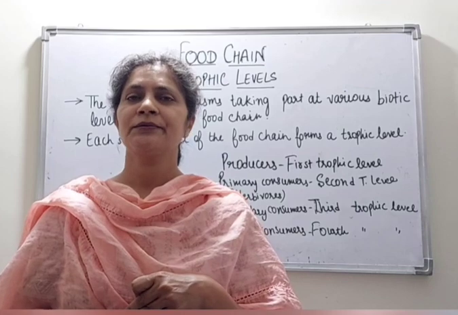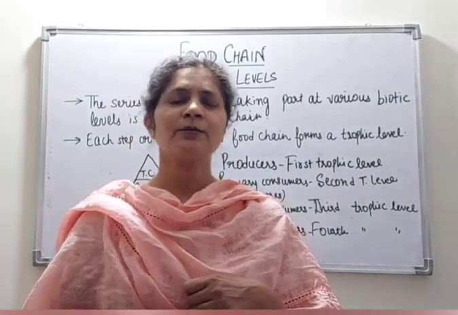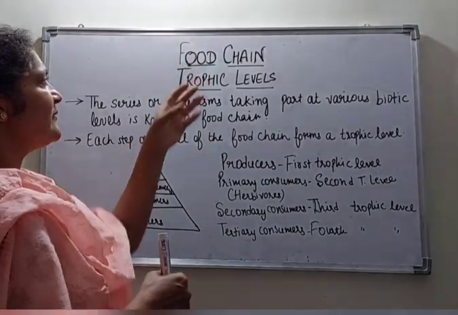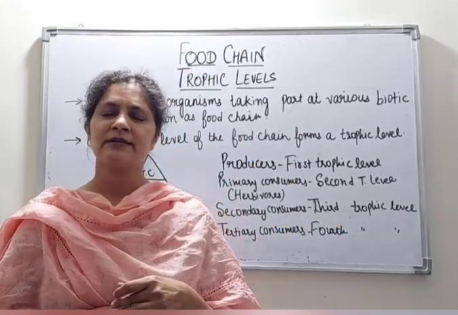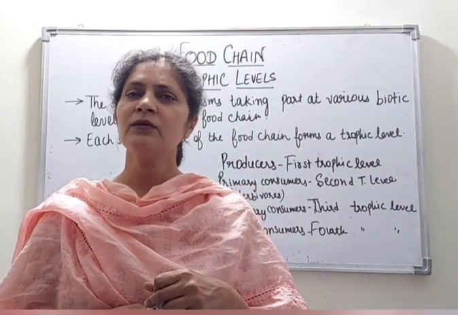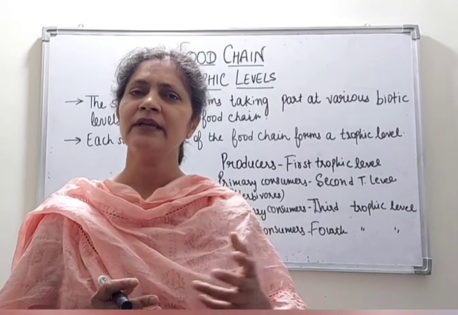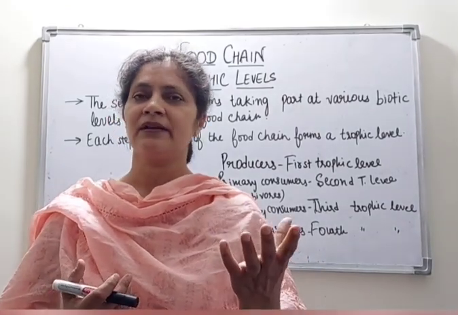Today we are going to do the next topic of the chapter, our environment. Today's topic is food chain and the various trophic levels. In the previous lecture we discussed the ecosystem and the environment. In an ecosystem we saw that various organisms are interacting with each other at various biotic levels.